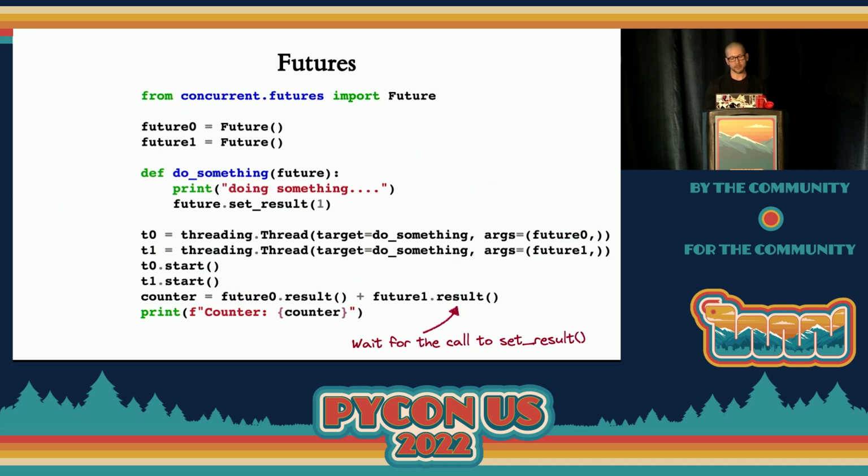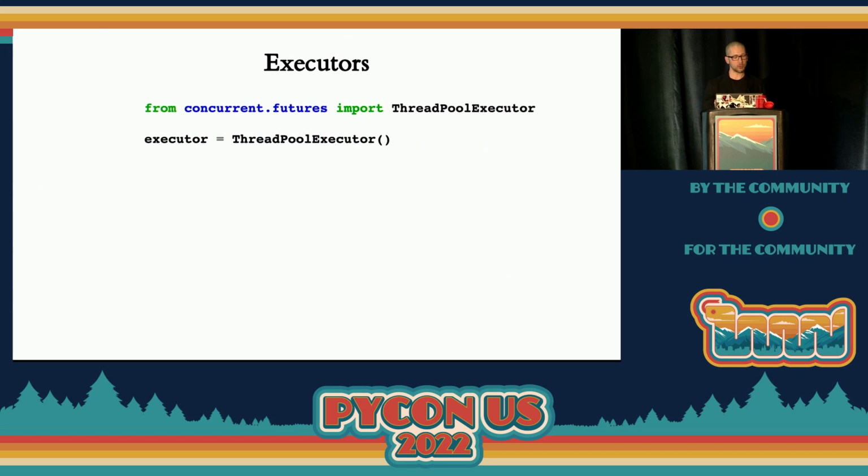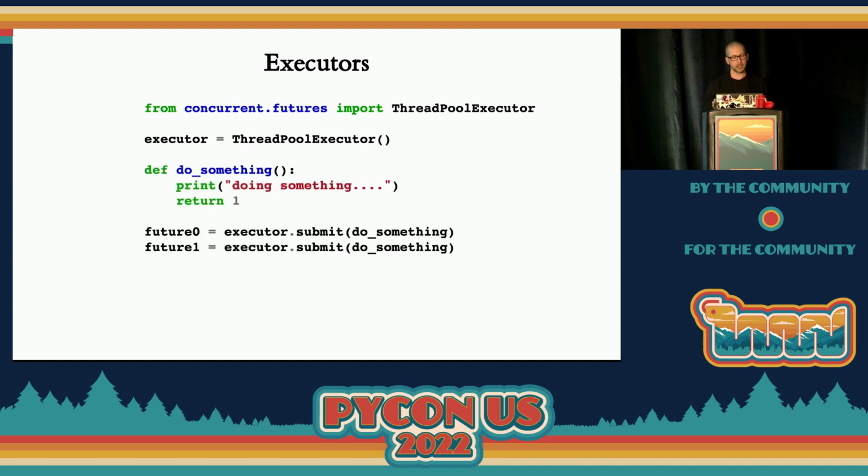Here's a better example. Let's use a thread pool executor. This is a thread pool that runs things on threads and reuses threads efficiently. Now our do something function, it doesn't take a future and resolve it, it just returns 1. And we'll call it using executor.submit. That starts the function running very soon on a background thread, and it returns a future which is resolved when that function returns.